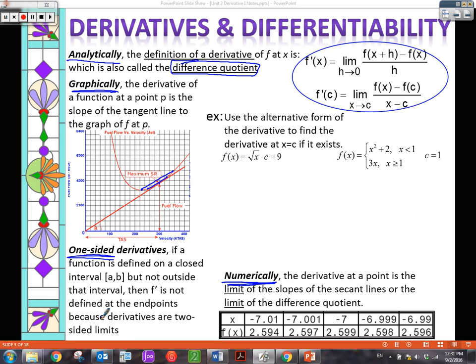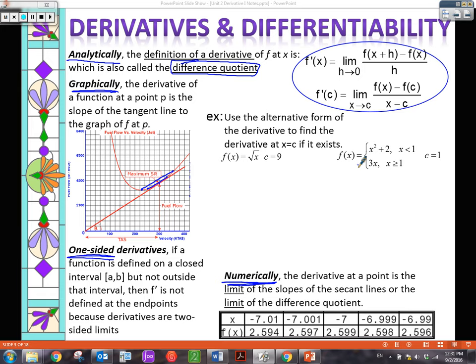They're most used with piecewise functions. That's when we use them, with piecewise functions. And we will use a one-sided derivative here when we're working on this particular problem. So I just kind of want you to know they exist. We use them from time to time, mostly with piecewise functions.